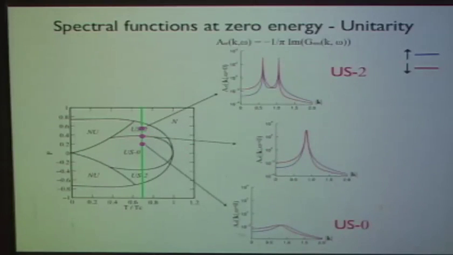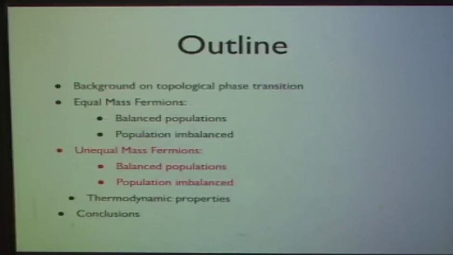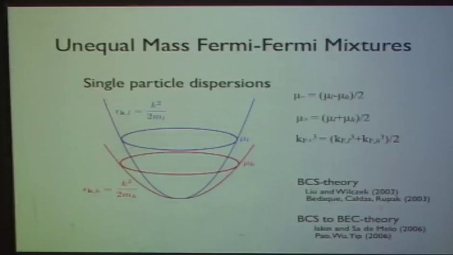Okay, so now, how about unequal mass Fermi mixtures? Can you still see the topological transition in the unequal mass problem? In the simple model, I'm going to use the single particle dispersion as a parabola. The blue one is for the light particle, and the red one is for the heavy particle. I'm going to redefine the chemical potentials and Fermi momenta. And there are many theories developed for these systems.